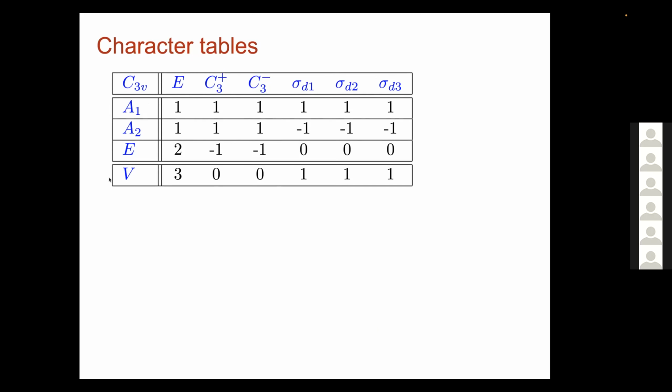So if I want to decompose V, I'm going to do this very explicitly. I have to multiply this vector by this one, the inner product, okay? And this gives me how many times A1 is in V. Then I multiply this vector by this vector with the inner product, and I have to divide by six, okay? And this number tells me how many times A2 is in V. And now I do this, and this tells me how many times E is in V, okay?